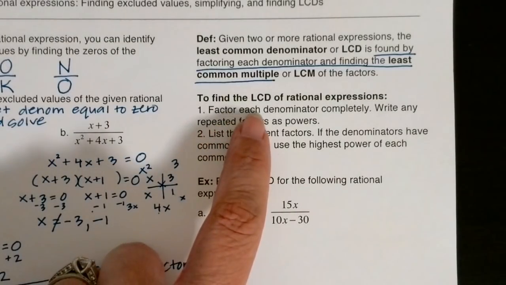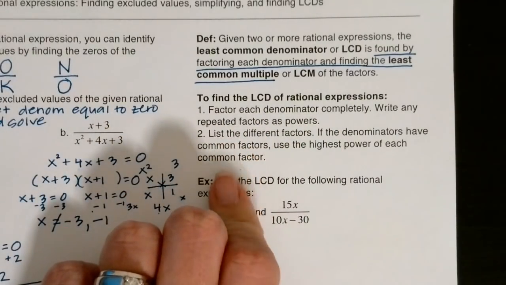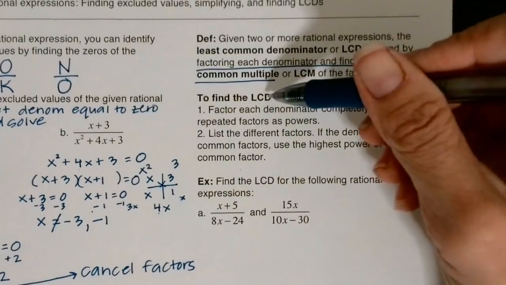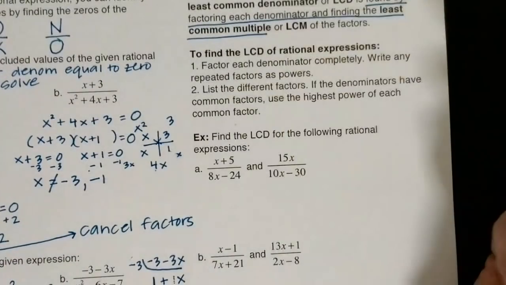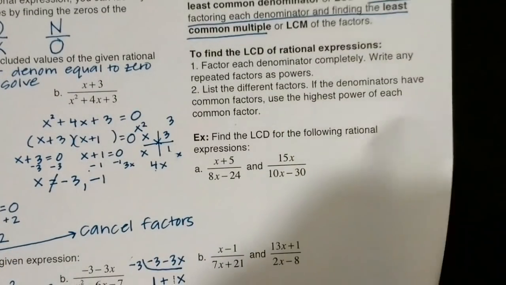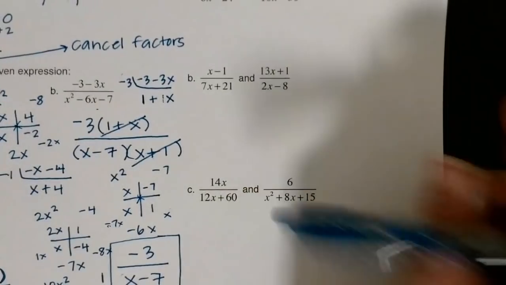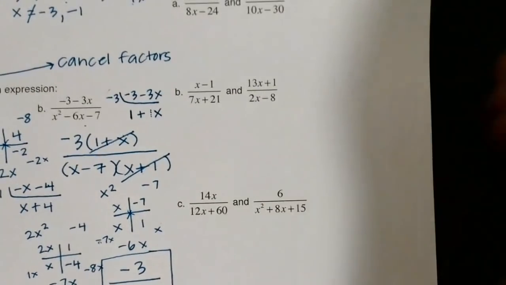So first thing you're going to do is break this down into factors, and then the next thing you're going to do is list the different factors. If the denominators have common factors, use the highest power of each common factor. So I'll show you guys how to do this. Now, keep in mind, this is called the least common denominator, so we're focusing on our denominator. So here, if I need to find the LCD, I'm going to start with actually problem B. I like B. I'll go back up to A, but I think this one is more basic, so it makes more sense to me to start with this one.